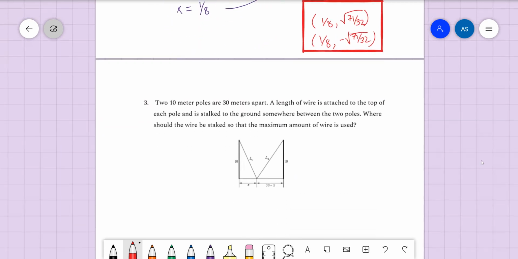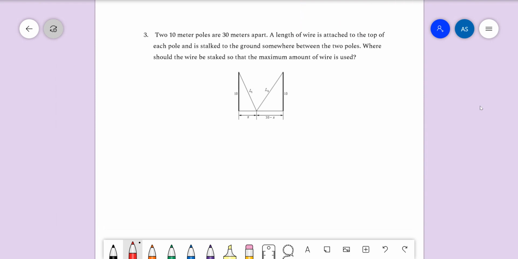Moving on to number 3. This is yet another optimization problem. I guarantee you will have one of these on the test. So I just gave you 3 to give you a sample. The past two are definitely a little bit harder, but anyhow, keep going.